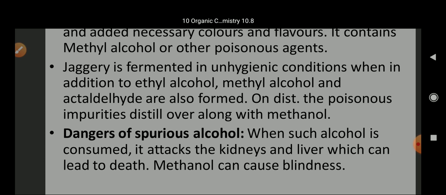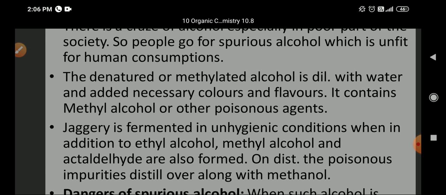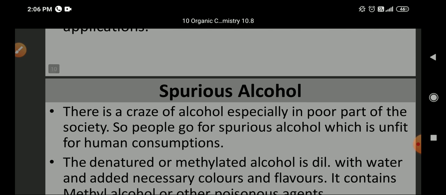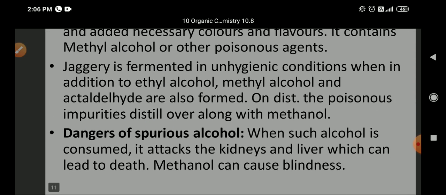So this is all about spurious alcohol. We can say this is all about alcohol. I hope you understood this part. You only have to remember the equations and formulas, the uses of ethanol, and the spurious alcohol and all.